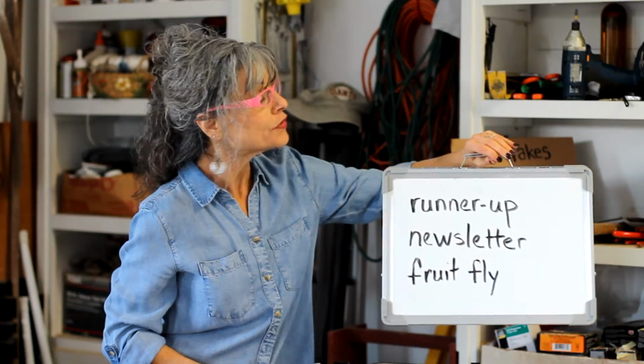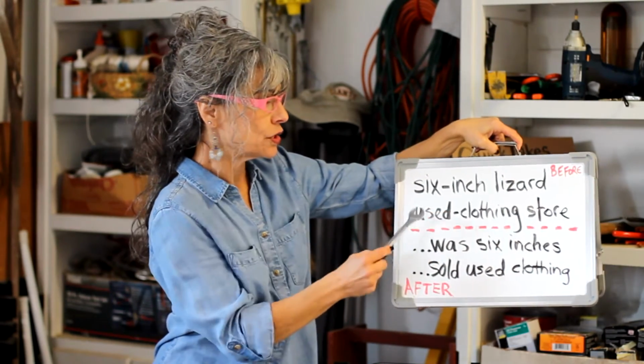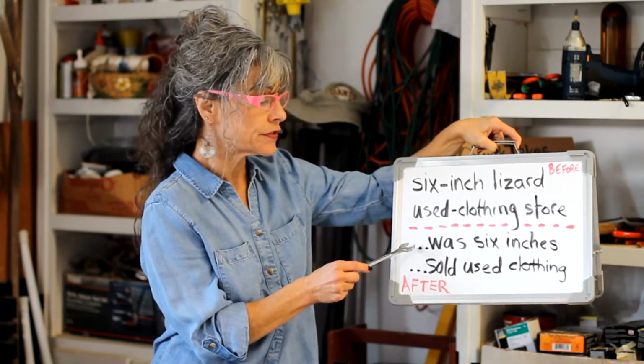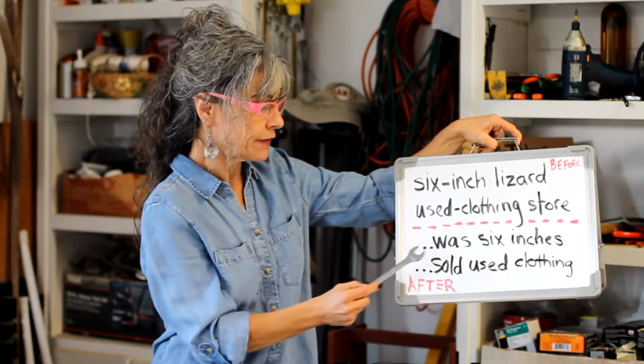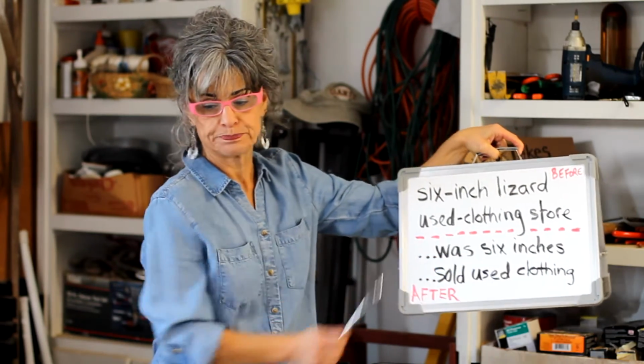A hyphen is also used to connect 2 adjectives before a noun. 6-inch lizard, used-clothing store. But if the adjectives come after the noun, there is no hyphen. So the lizard was 6 inches, the store sold used clothing.